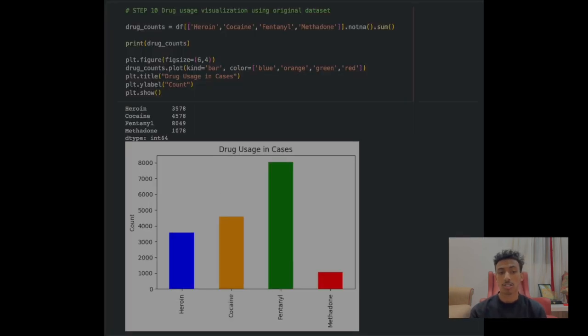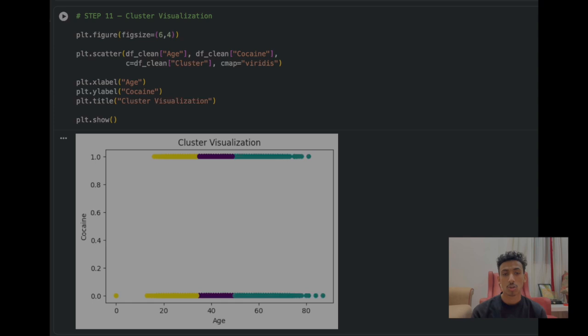The drug use chart shows that some substances, especially fentanyl, appear more frequently compared to others. This gives us an idea about which drugs are more common in the dataset. The clustering visualization shows how the data is divided into groups, and we can clearly see how similar cases are placed together. Overall, these visualizations help us understand patterns and trends in a simple and clear way.